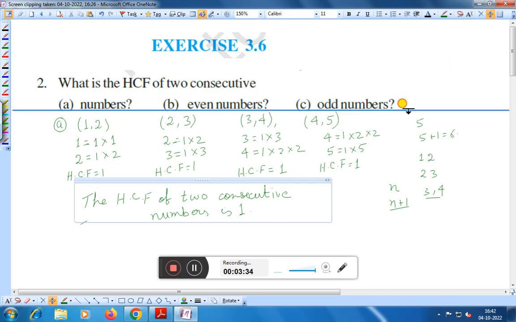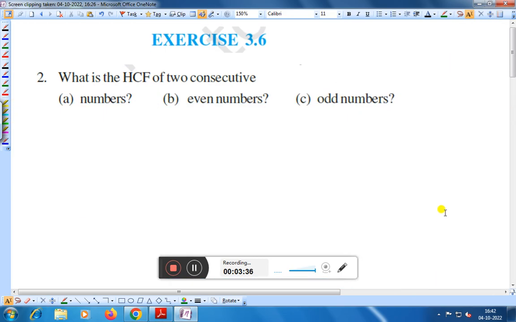In question number B, see, what is the HCF of two consecutive even numbers? Let us write all the even numbers starting from 2. Suppose 2 and 4, even numbers, one pair. Next pair is 4 and 6. Next pair is 6 and 8. And next pair is 8 and 10. Now we will find the HCF of these numbers.